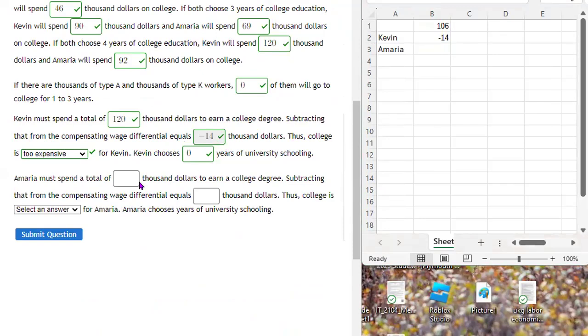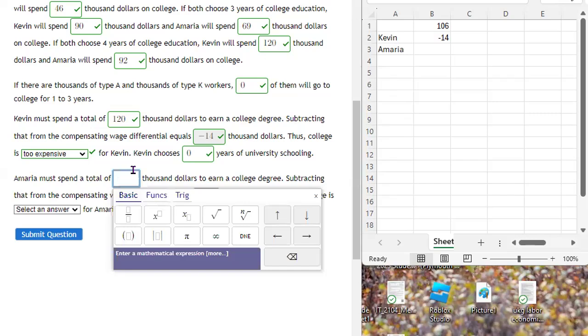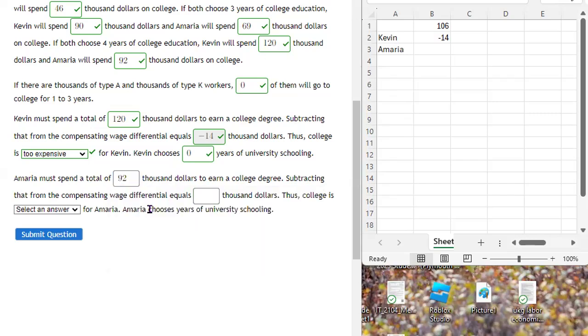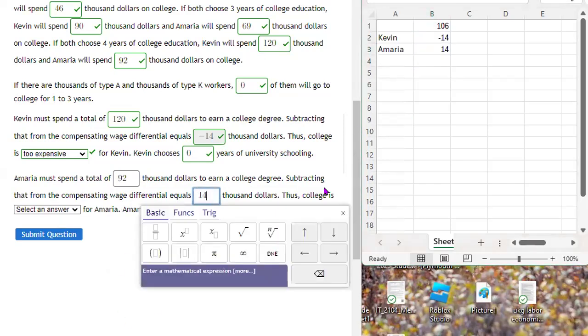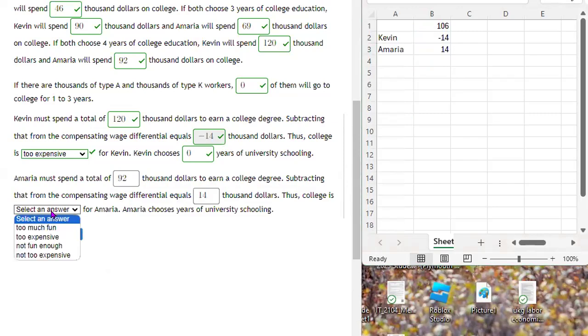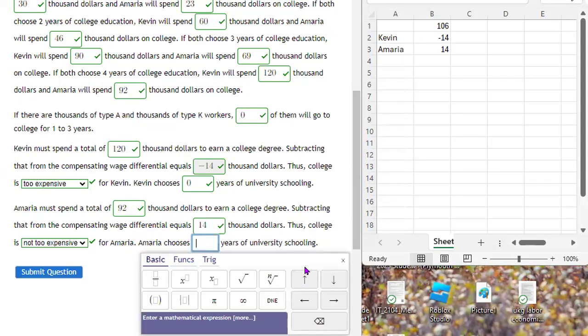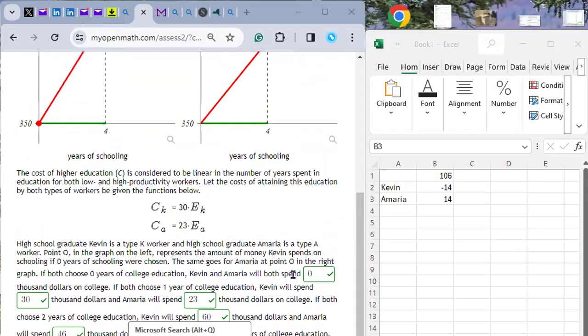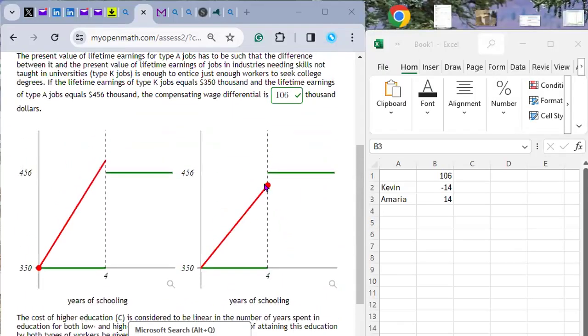Now, Amira must spend a total of what? She's spending a total of $92,000 for a college degree. Subtracting that from the compensating wage differential is $14,000. Thus, college is not too expensive for Amira, and she chooses 4 years of university schooling. And that puts her solution here. Whereas Kevin's solution is there. He chooses 0 years of education.